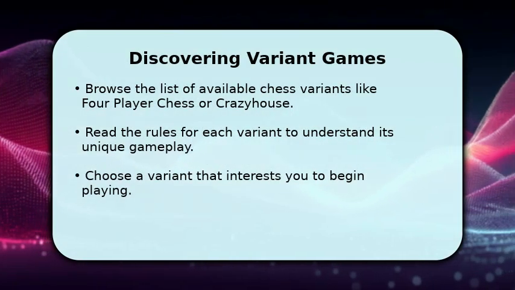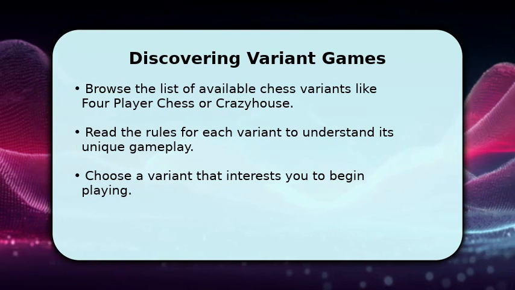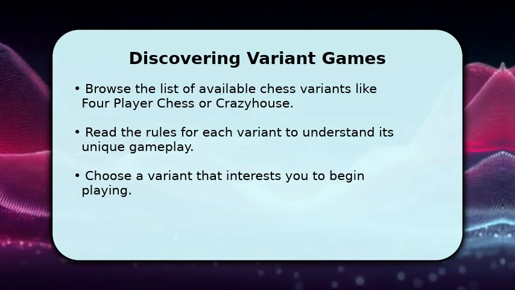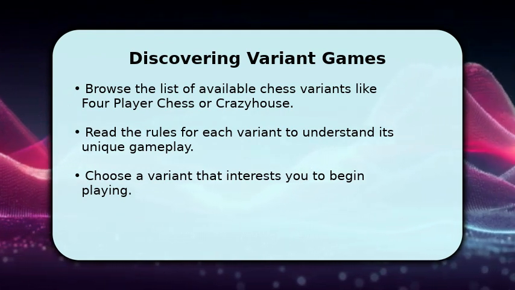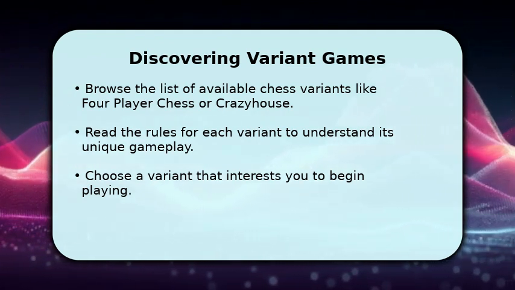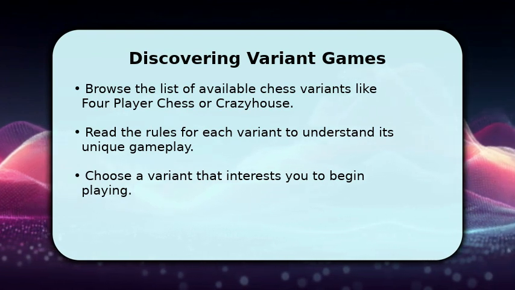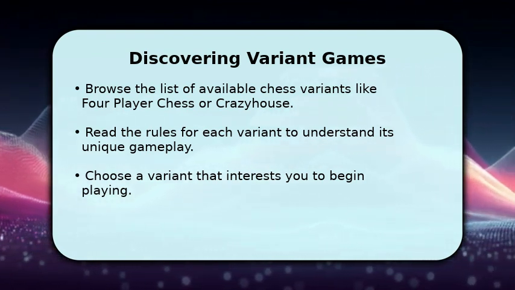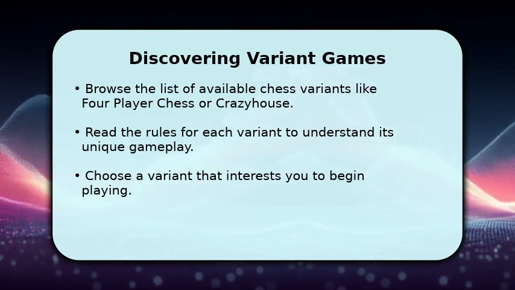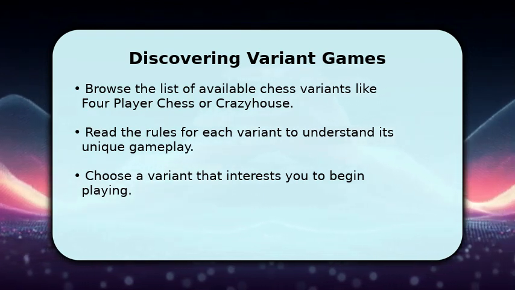Now that you've found the variants section, it's time to explore. You'll see a wide array of unique chess games, such as 4-player chess, Crazy House, or King of the Hill. Take a moment to browse through them. Each variant has its own distinct set of rules, so be sure to read the brief descriptions to understand the gameplay. Pick one that sparks your interest. There are dozens to discover and master.